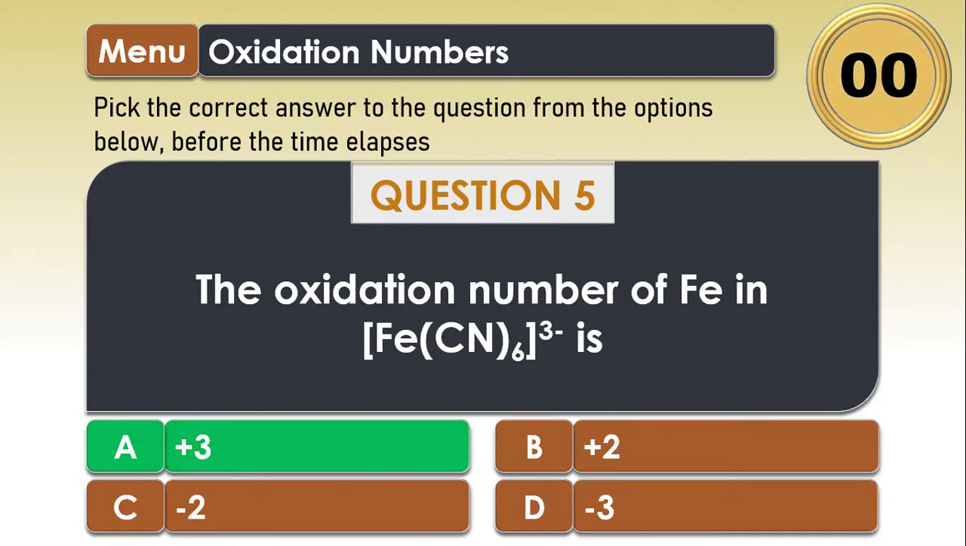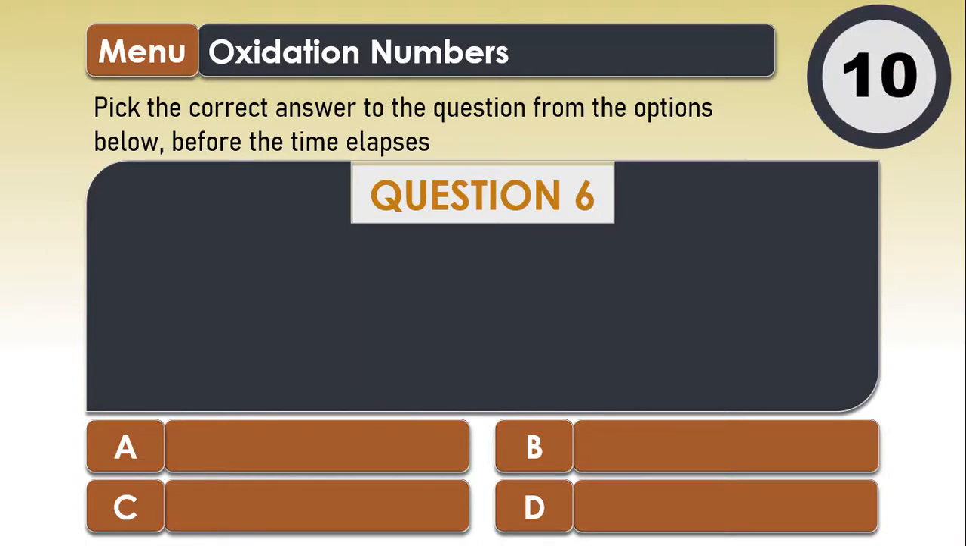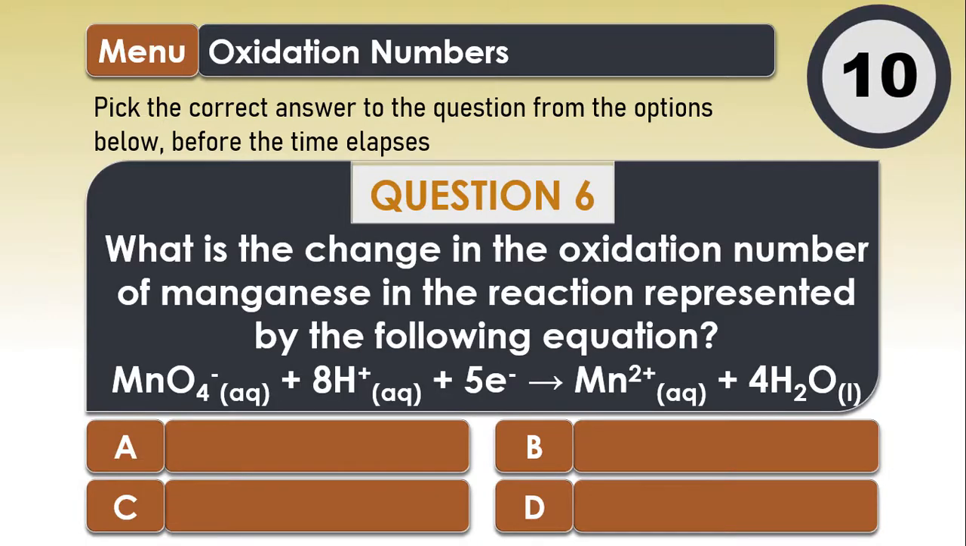The answer is A. Plus 3. Question 6. What is the change in the oxidation number of manganese in the reaction represented by the following equation? MnO4- aqueous plus 8H+ aqueous plus 5 electrons to give us Mn2+ aqueous plus 4H2O.